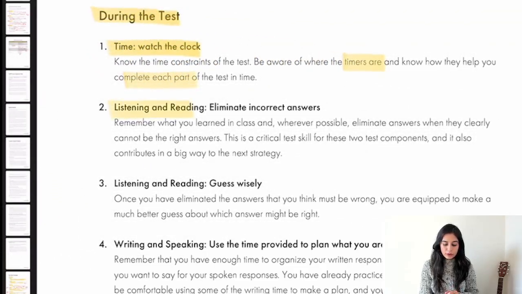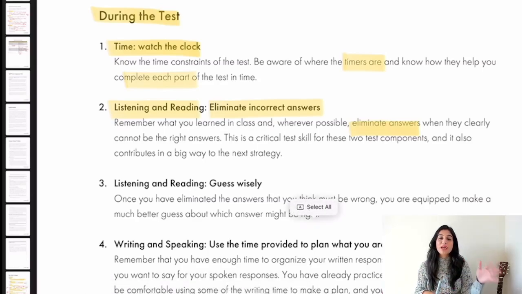Second is listening and reading. Eliminate incorrect answers. Remember what you learned in class and whenever possible, eliminate answers when they clearly cannot be the right answers. Now, elimination is the easiest way of reaching the right answer. This is one of my favorite lines.